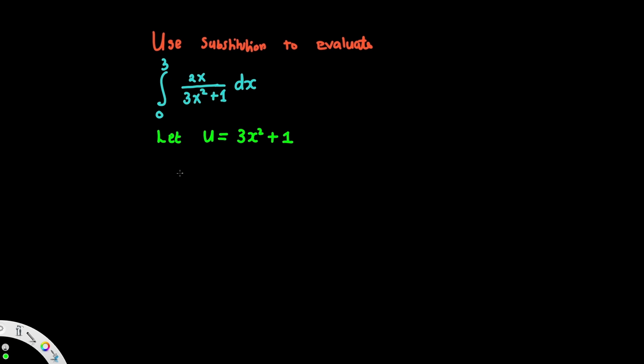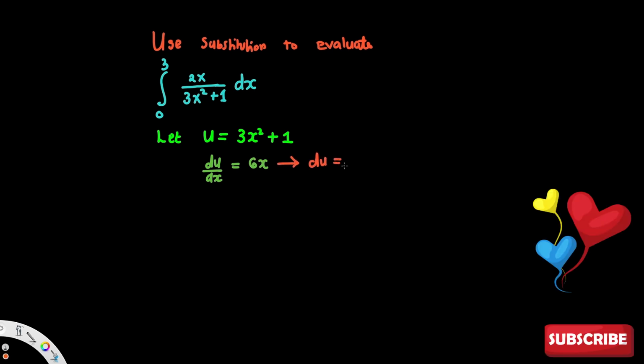Once we have done that, we're going to find du/dx. This is going to be 6x, and then we can multiply by dx on both sides, and we shall have du equals 6x dx. Now, I want you to look at the term we have in here, 2x. Can we express 6 such that it has 2x there? Yes, we can do that.